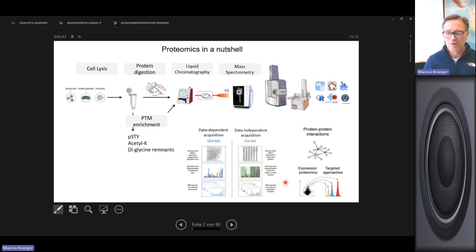And what is it good for? We like to use, and not only we but also other people like to use, of course, global expression proteomics or targeted approaches where we focus on specific candidates and proteins, or a protein-protein interaction map, to see what proteins interact with each other, right? Those things can be done here, or of course the analysis of post-translational modification.